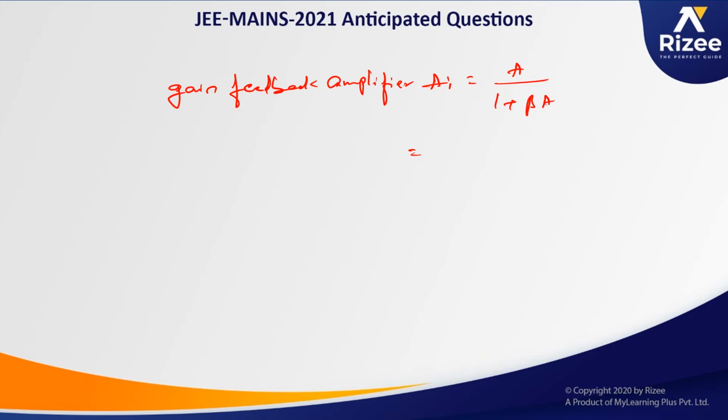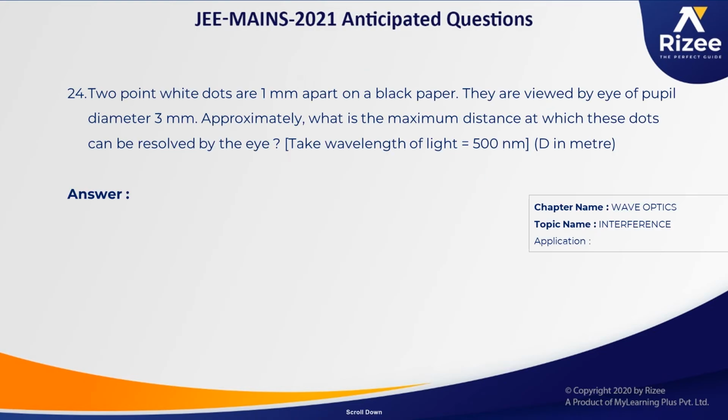So this is 100, which is the voltage gain A. What I am talking about is beta, whose value is 0.1, into 100. Solve this one: 100 by 11, which comes out to be 9.09. This is the gain factor, which doesn't have any units. It's one of the important concepts which might be asked. Please be careful of this one. Generally students neglect it.